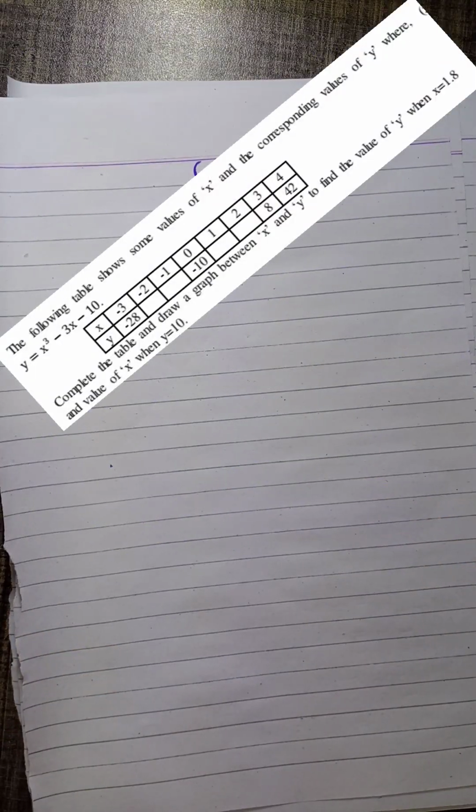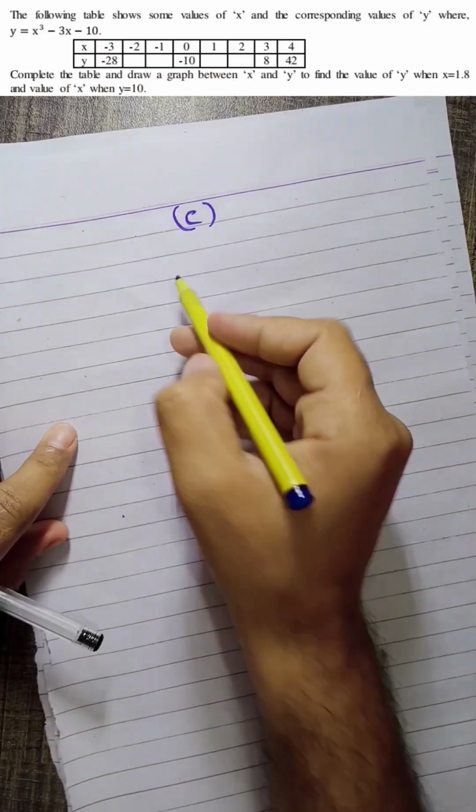Question number 7, C part. The following table shows some values of x and the corresponding values of y, where y is equal to x cube minus 3x minus 10. Complete the table and draw a graph between x and y to find the value of y when x is 1.8 and the value of x when y is 10. Let's solve this problem. Solution.